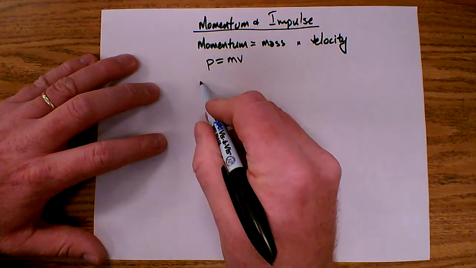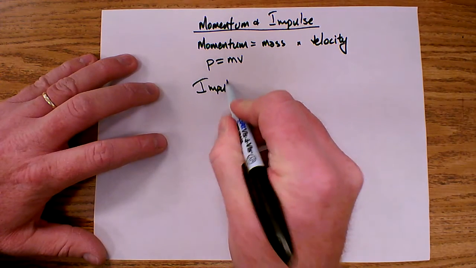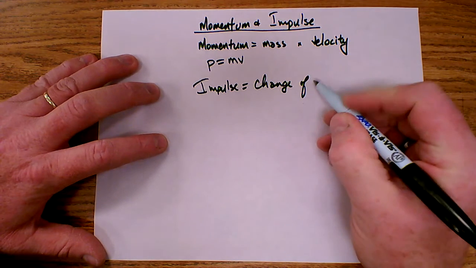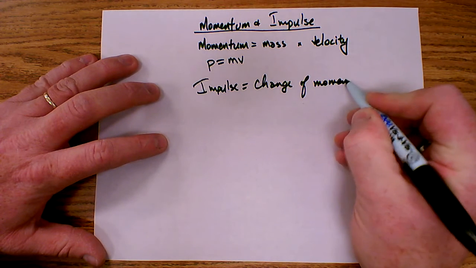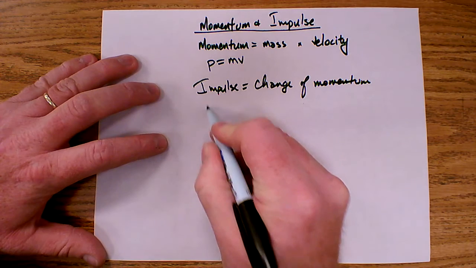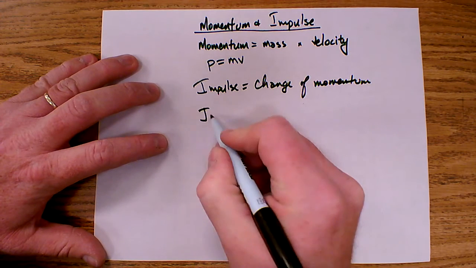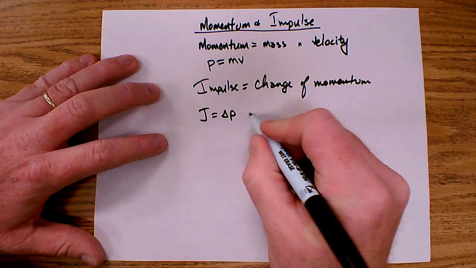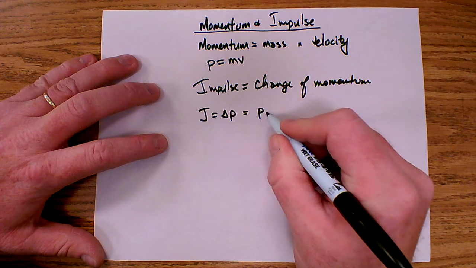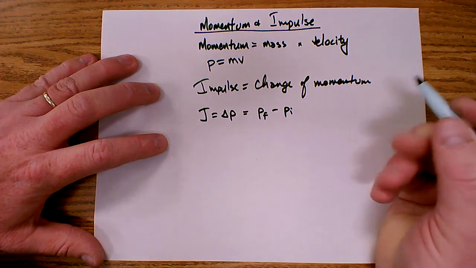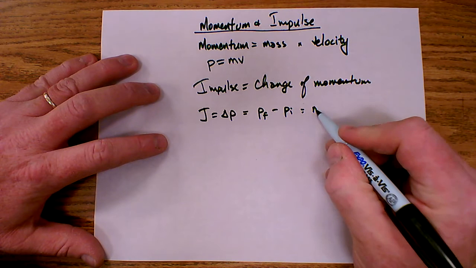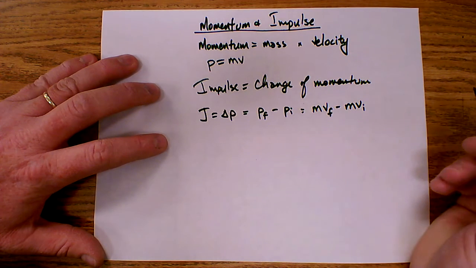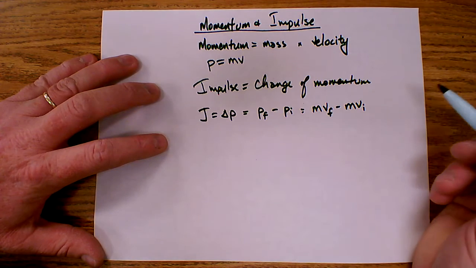Impulse is defined as the change of momentum. And the change of momentum can be calculated as well. The symbol for impulse is a J. J is the impulse, and that equals the change in momentum, delta p. Remember, delta means final minus initial, so p final minus p initial, or in other words, mass times v final minus mass times v initial. That's how you find the impulse.